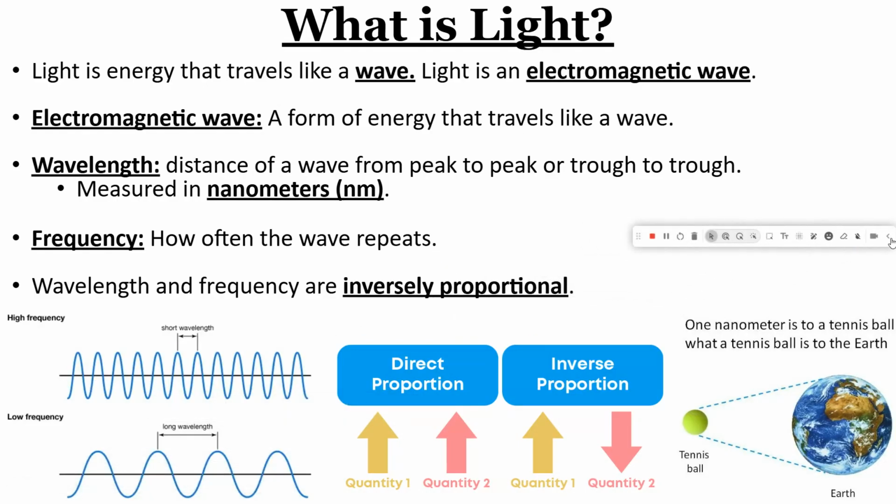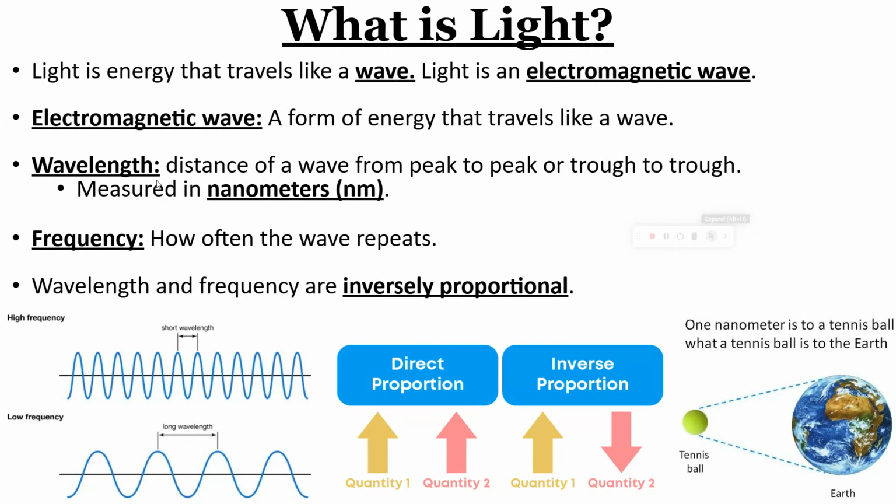So what you'll notice is that these two waves are both waves, but they look a little bit different. They have some different characteristics, and that's what makes them different types of light. So for now, we'll just focus on the characteristics of the waves, and then later on we'll see how that relates to the different types of light.